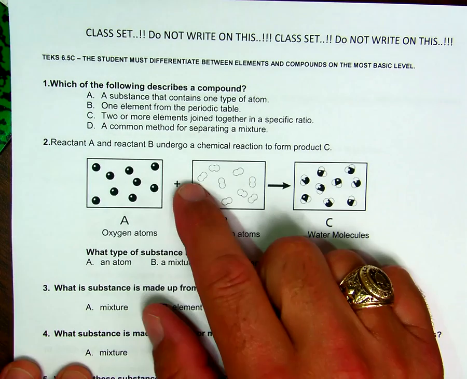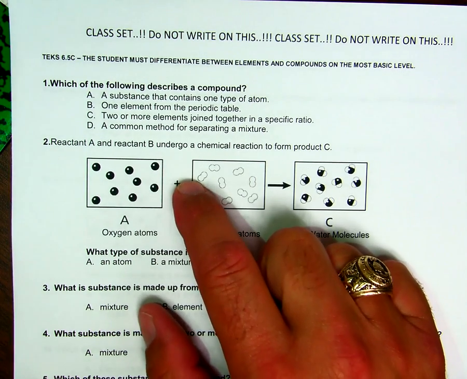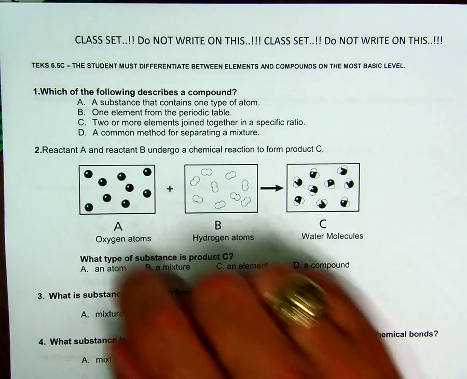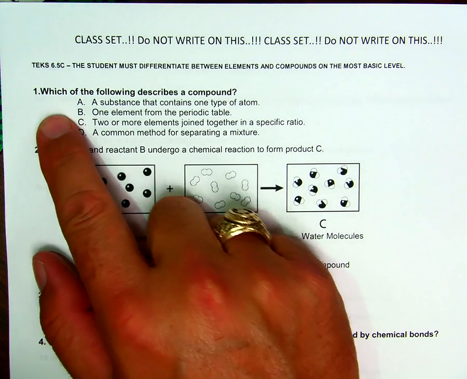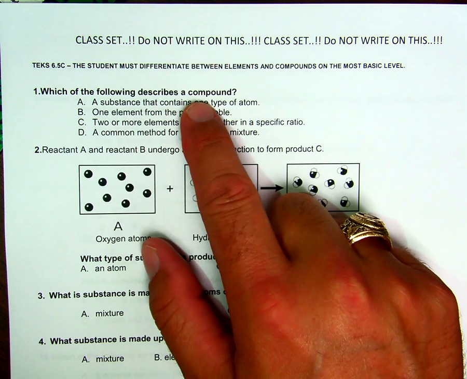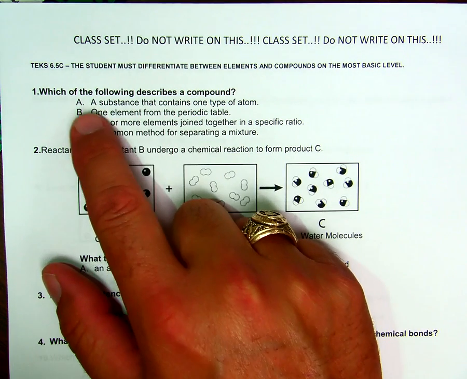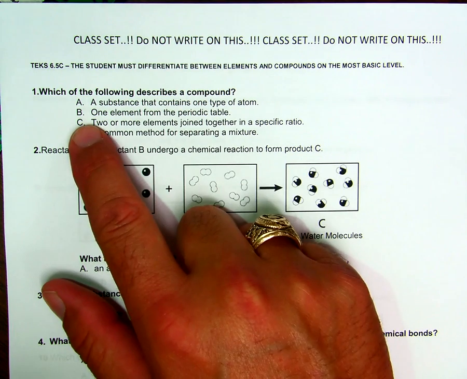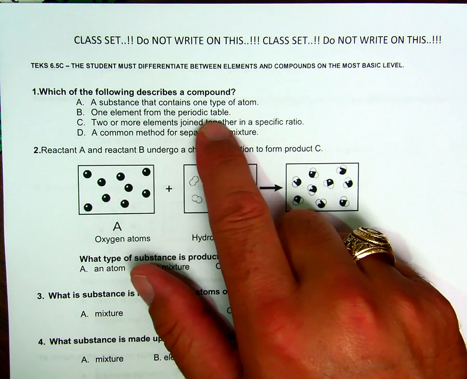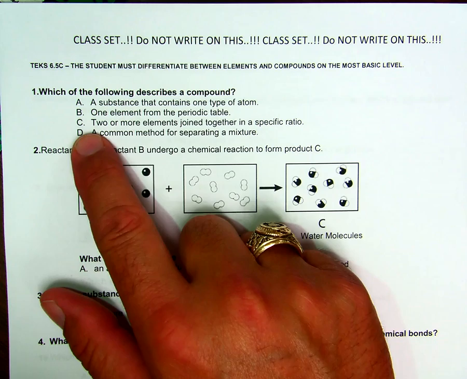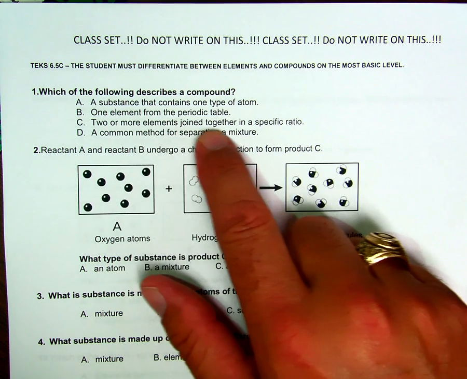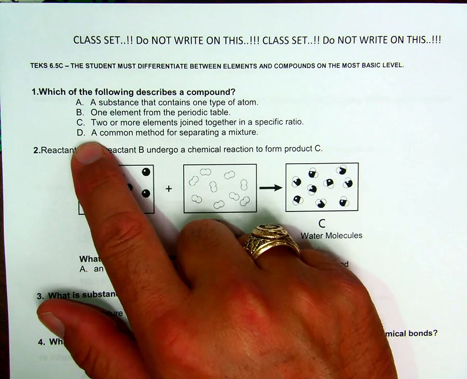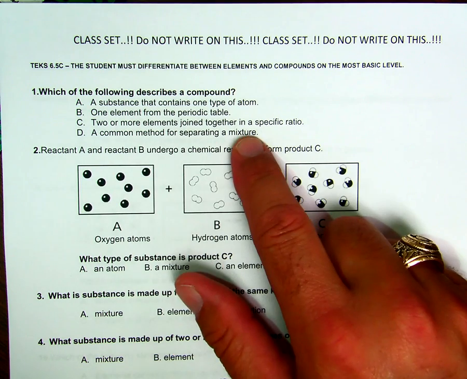All right, we're about to start taking the unit test over TEKS 6.5C. We'll go ahead and get started. Number 1, which of the following describes a compound? Is it A, a substance that contains one type of atom, B, one element from the periodic table, C, two or more elements joined together in a specific ratio, or D, a common method for separating a mixture?